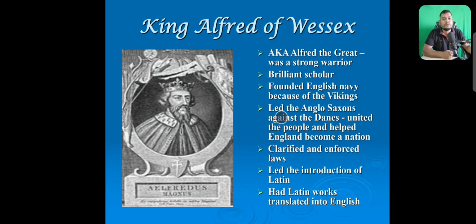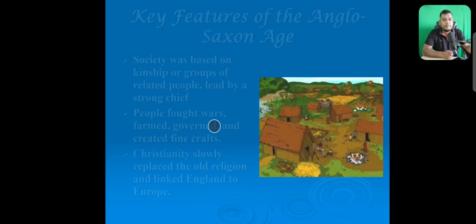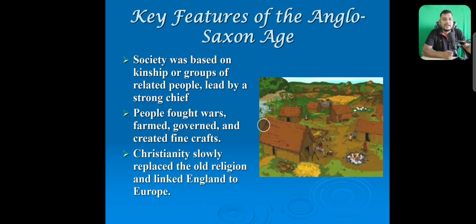Key features of the Anglo-Saxon age: society was based on kinship, groups of related people led by a strong chief. So there was a society and a chief of that society. People fought wars, farmed, governed, and created fine crafts. So there was development of crafting, designing, farming, and governing bodies. Christianity slowly replaced the old religion and linked England to Europe. The Anglo-Saxons helped link England with Europe, from the old traditions to new traditions at that time.